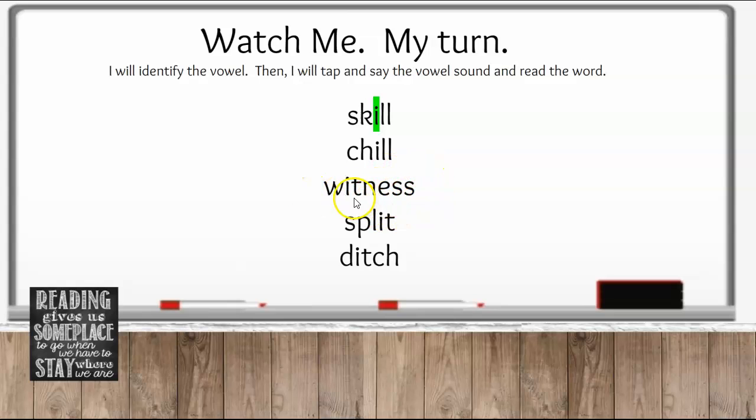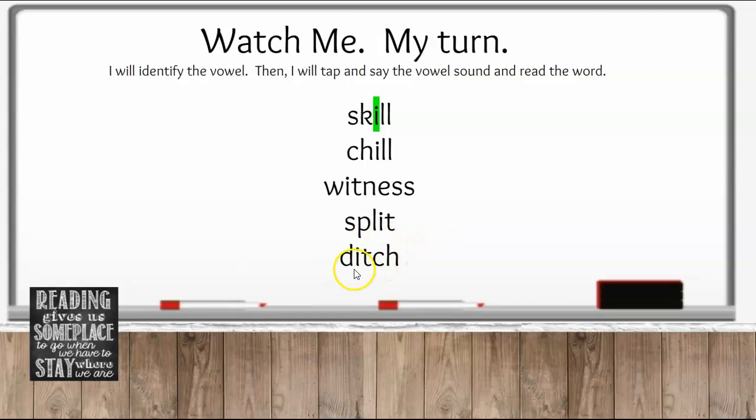The third word here has two vowels. I have an I and an E, and they're both going to say the short vowel. So the short I says I, the short E says eh. W, it, n, s, witness. Okay. Our fourth word has an I, and short I says I. So we've got sp, it, split.